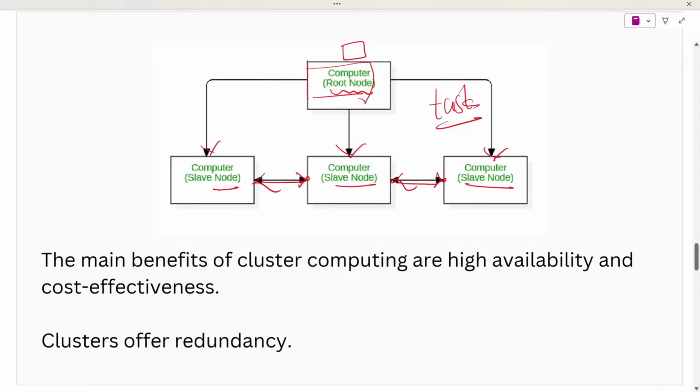The main benefits of cluster computing are high availability and cost effectiveness. Clusters offer redundancy. If one node fails, another takes over, ensuring continuous operation without significant downtime. So, if any one of the computers fails to execute the task, the other two will take care of that task. So, there is no chance of failure in the operation.